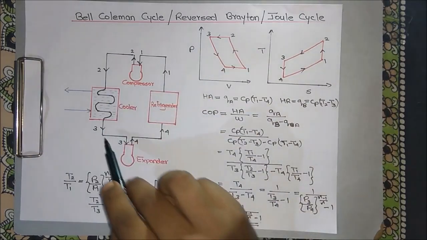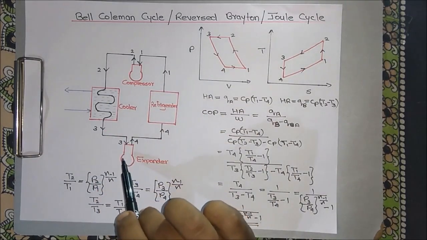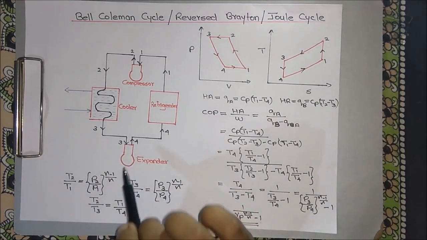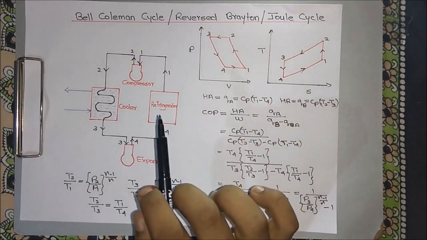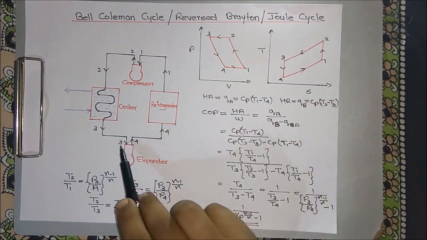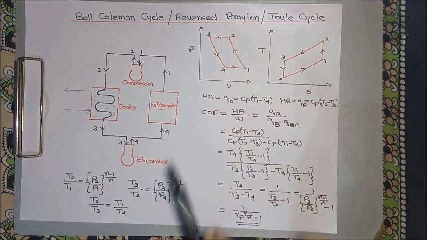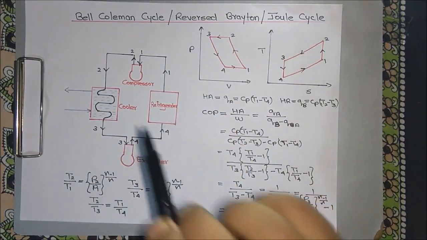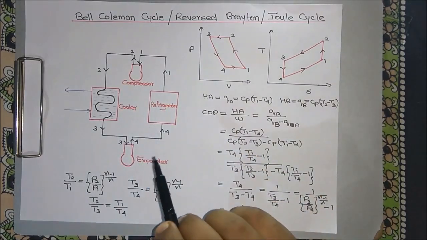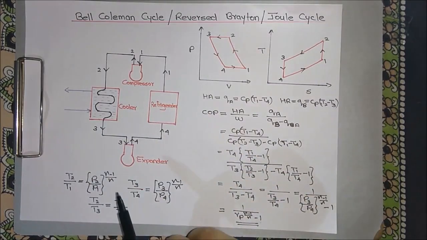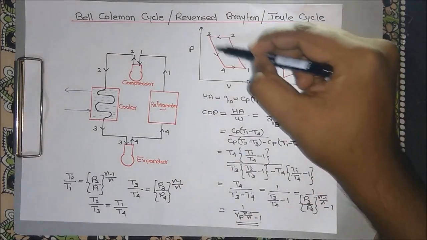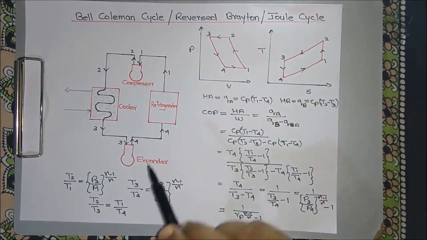So cooling happens, and after cooling, the refrigerant is delivered into an expander. The function of the expander is to expand the refrigerant in the system. So from 3 to 4, expansion takes place. Expansion means the pressure is reduced. At 3, after the cooling, the refrigerant will be in a liquid state. So this liquid will get expanded. Expanded means the pressure is reduced from 3 to 4, and the pressure is reduced in an isentropic fashion.